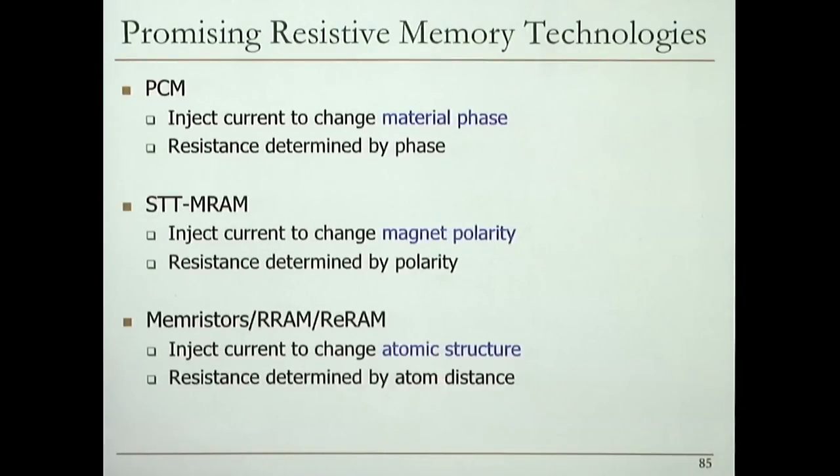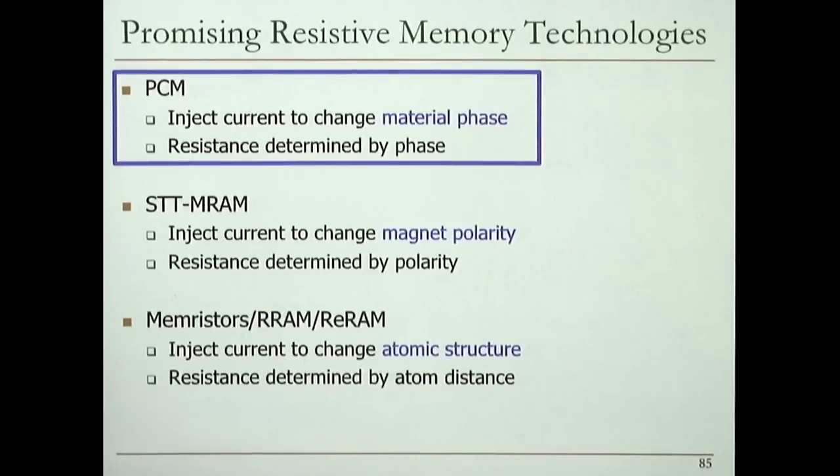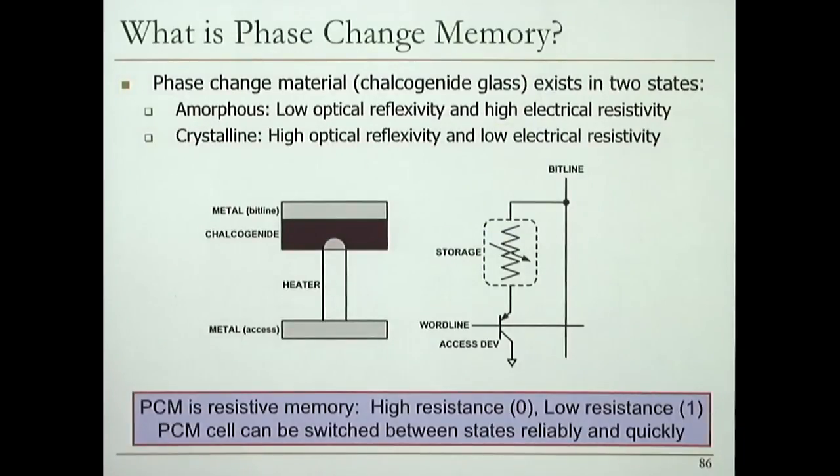And of course, clearly, for these to work, you need to be able to reliably change the phase, change the polarity, change the atomic structure, and also reliably determine what you've done, right? The resistance of the phase, the polarity of the magnet, and the distance of the atoms, basically. You need to have a storage device to be reliable, and you need to have the access device to be reliable. So let's focus on phase change memory a little bit. This is very interesting. There's some phase change material, and there are a bunch of different phase change materials. Chalcogenide glass is one of them. And this material happens to exist in two states.